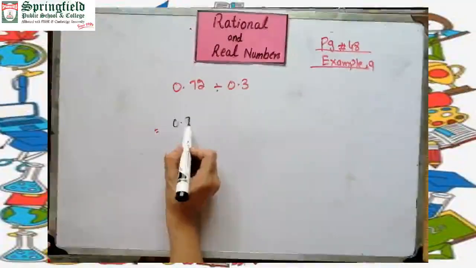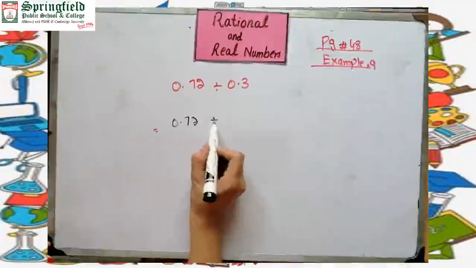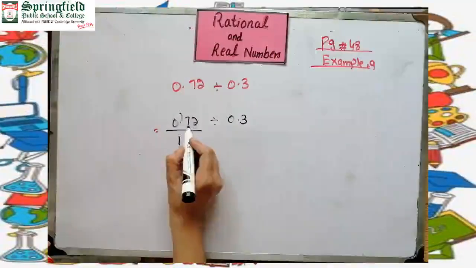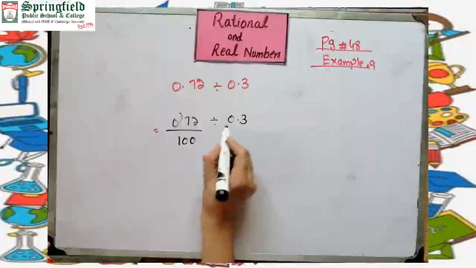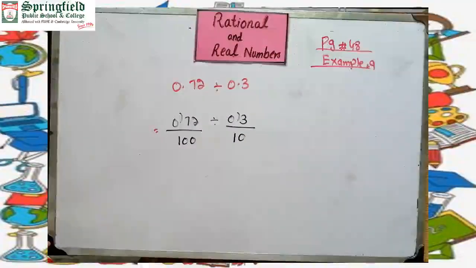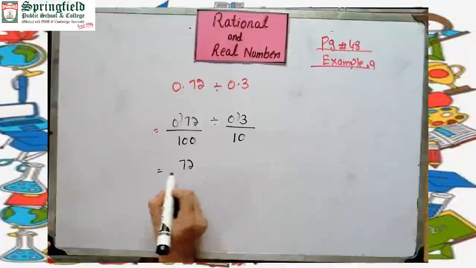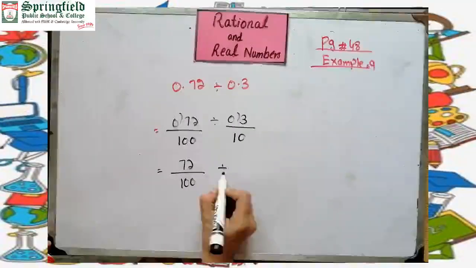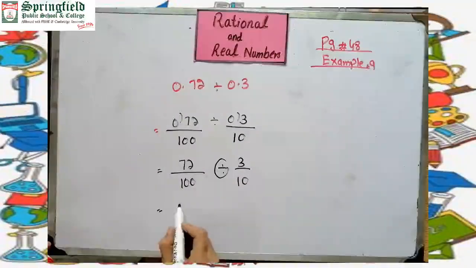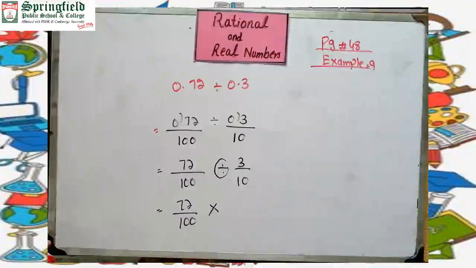So 0.72 divided by 0.3. Remove the point, write down 1, and how many digits are here? 1, 2. Write down 100 in the denominator. Remove the point, write down 1, and with 1 digit after the point we will write 10 in the denominator. So the new number will become 72 by 100 divided by 3 by 10. Now convert the division into multiplication. The value of the next number will be the opposite, so it will become 10 divided by 3.